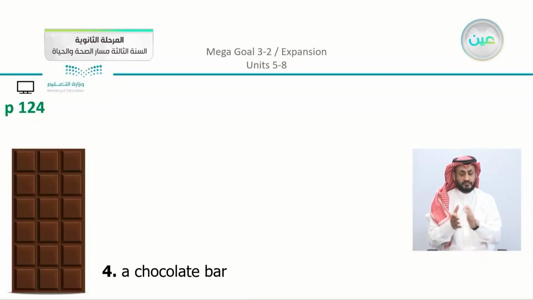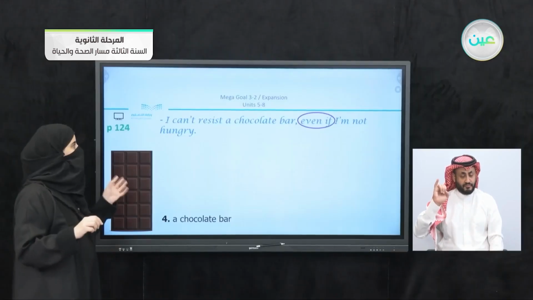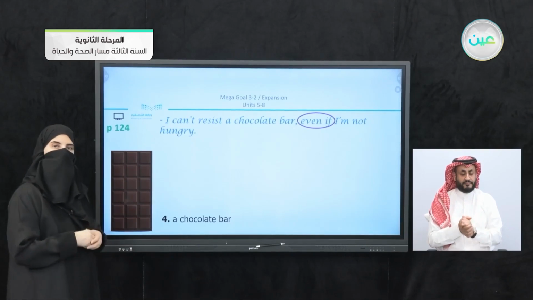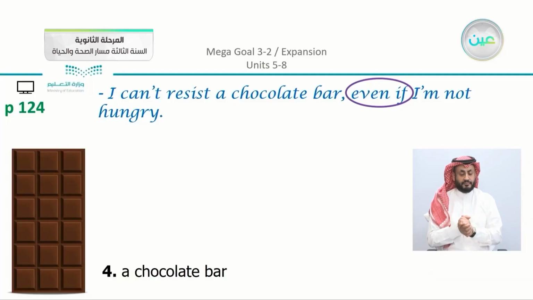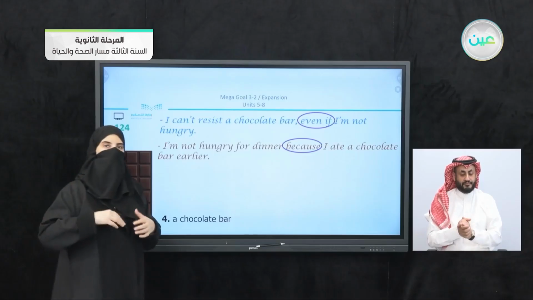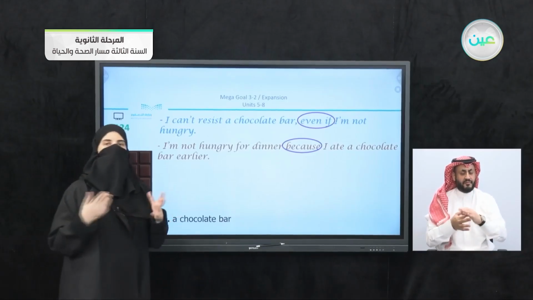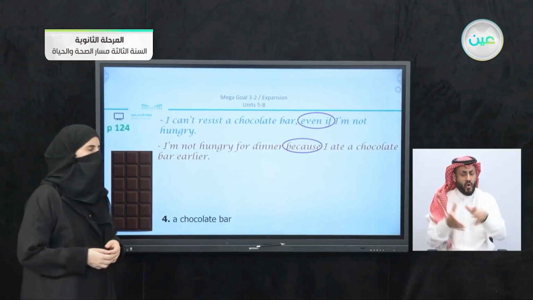The last example here, we have a chocolate bar. Now we can write 2 sentences, for example, I can't resist a chocolate bar even if I'm not hungry. And we have number 2, I'm not hungry for dinner because I ate a chocolate bar earlier. Now here, just to note that when you choose a different conjunction, the whole meaning of the sentence may change.